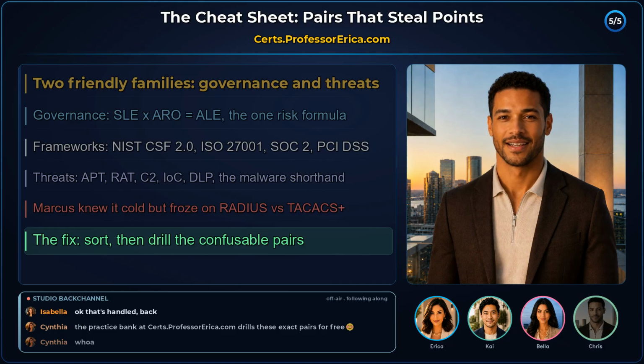If you carry one idea out of here, make it this. The acronyms are never the hard part. Telling the lookalikes apart is, and that is a sorting skill you can win on purpose. 6 families, a dozen pairs, 1 habit.